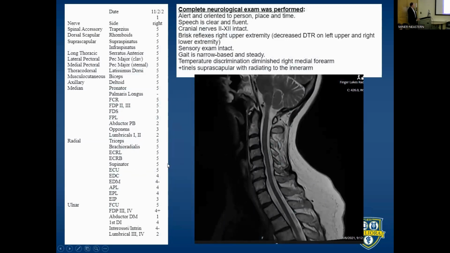Her proximal radial was okay, but getting into the fine muscles of the hand again, like EIP, she couldn't lift her index finger off the table very well. And then same thing with ulnar. Her ulnar was weak, especially with things like lumbricals. And on her exam, she had loss of temperature sensation in the forearm, and then a Tinel's in the supraclavicular region. So I'm kind of giving you the diagnosis as we talk here. You know what this talk is about already.